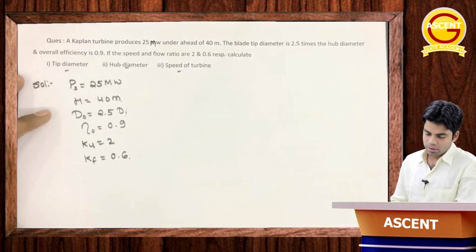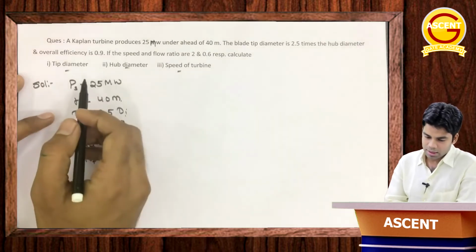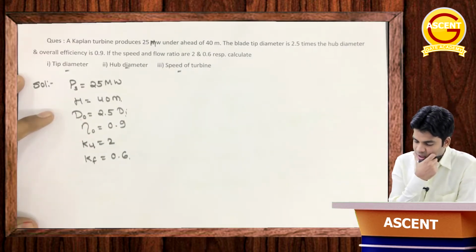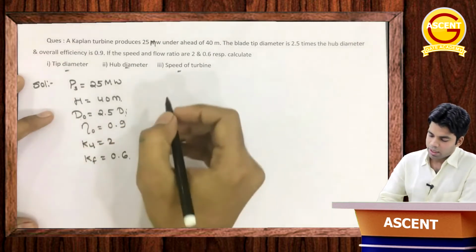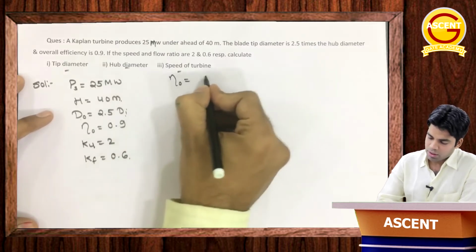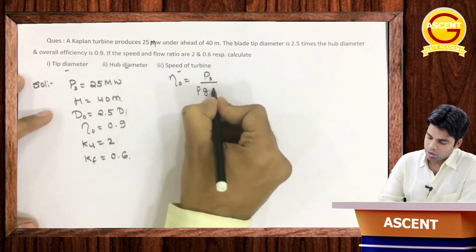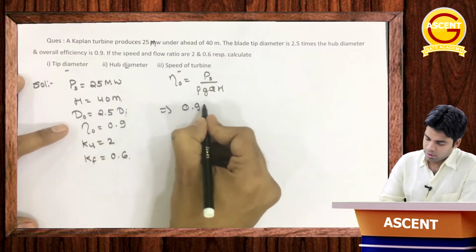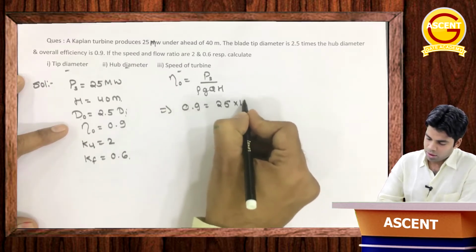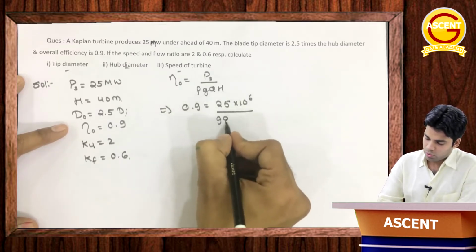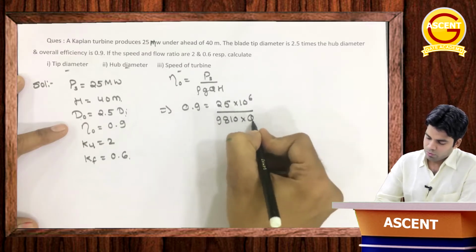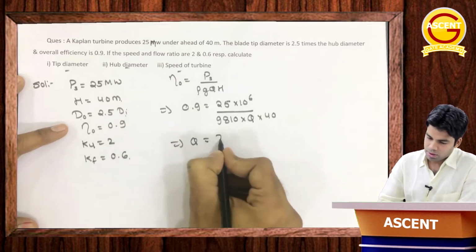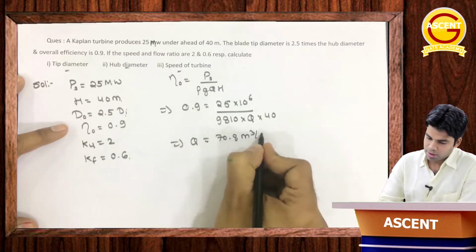So same thing, in order to determine this tip diameter and hub diameter, what we have to do is first we will determine the value of Q, okay. Now how can we determine this Q? So Q can be determined from overall efficiency, shaft power upon rho g QH, okay. Just put the value. Overall efficiency is given as 0.9, shaft power is 25 megawatt into 10 raised power 6 watt divided by rho g 9810 into Q, which we have to determine, into H, which is 40. So from here this Q will be equal to 70.8 meter cube per second.